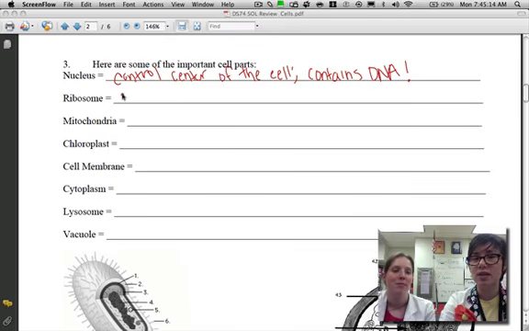All right, let's look at ribosomes. Ribosomes are kind of unique in that they're found in all cells, whether prokaryotic or eukaryotic, because they don't have a membrane. But they have one very specific job, and that is to make proteins. So they are the site of protein synthesis, which we also talked about in our last review.